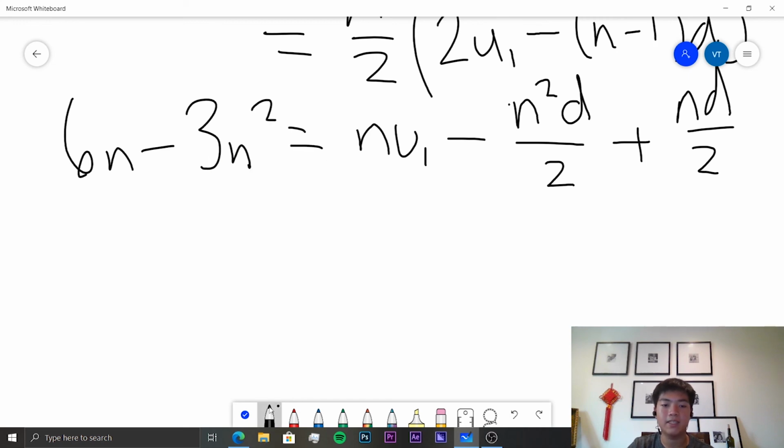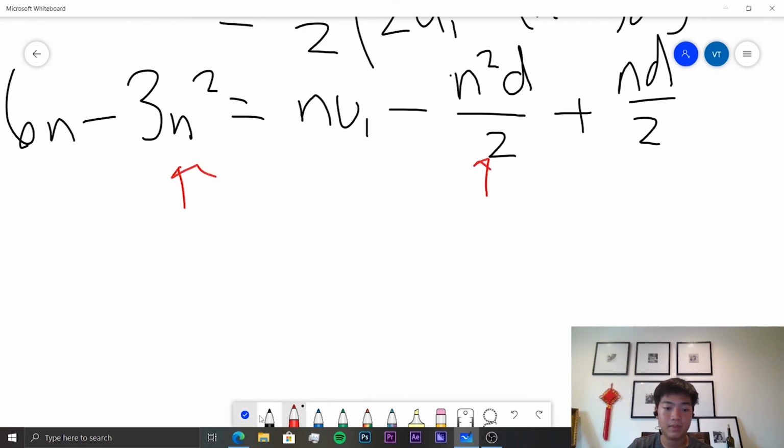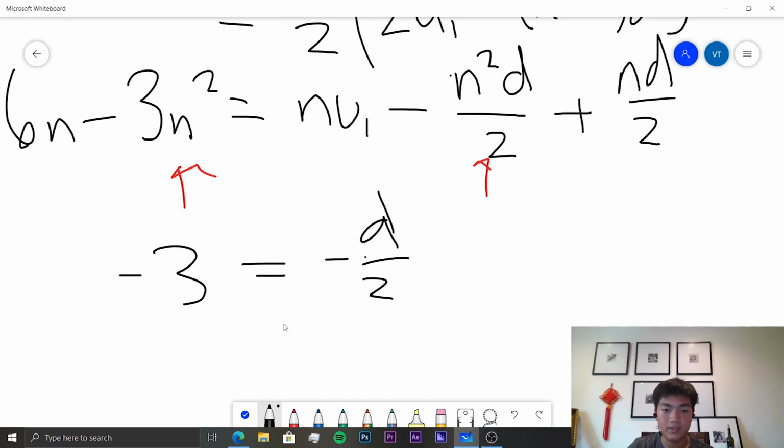And straight away we can see that because these two are the only two terms with an n squared in them, negative 3 must equal negative d over 2. So the common difference must be equal to 6. Is that correct? Yeah? I think that's pretty straightforward.